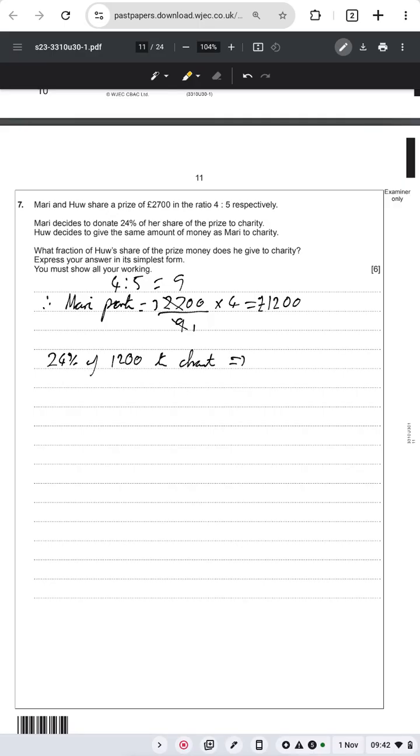So this is the equivalent of 24 over 100 times by 1,200. So these two zeros will cancel with those two zeros. 24 is 2 times 12. So we got 12 times 12, which is 144, times 2, which is £288. So Hugh's portion is what's remaining. So that's 2,700 minus 1,200, which is 1,500.